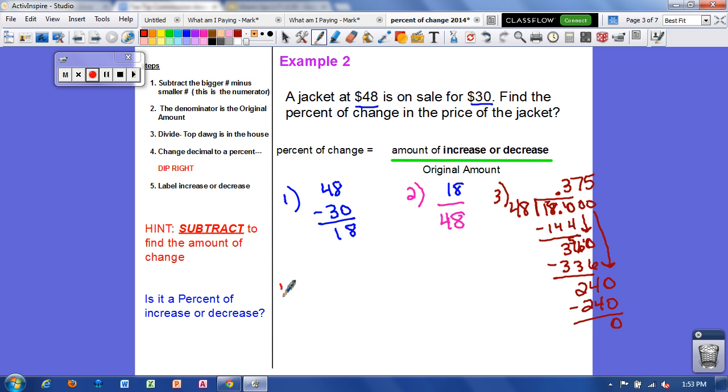So in step 4, that means that our decimal is 0.375, or 375 thousandths. Now I want to change the decimal to a percent. I'm going from a decimal to a percent, so I have to dip to the right. So I go right 2 places, and that equals 37.5%.